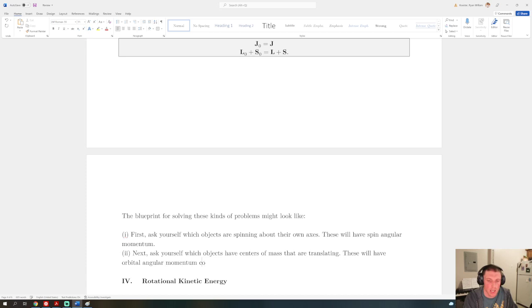And I'm going to say contingent on your choice of an origin, because remember, the orbital angular momentum depends on the position vector. And so you will, I think, usually know where to put your origin, or you can just decide, and as long as you're consistent, it's fine.